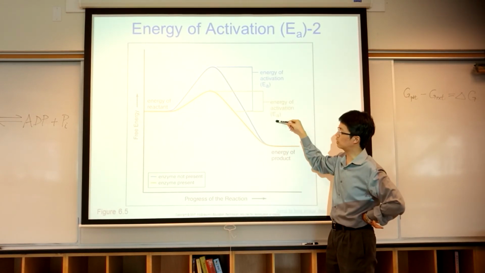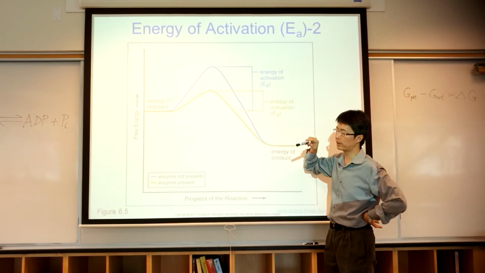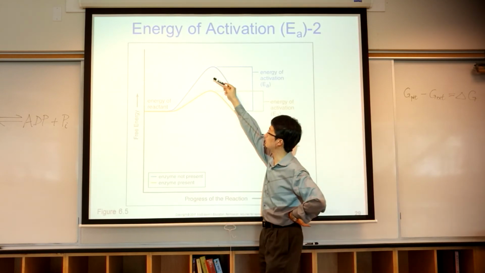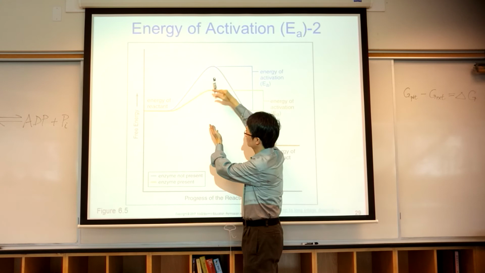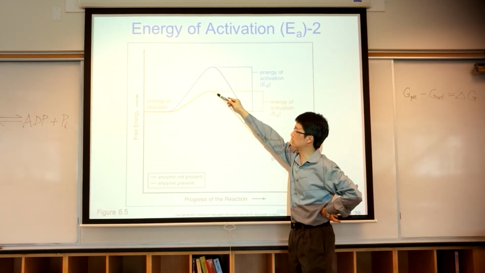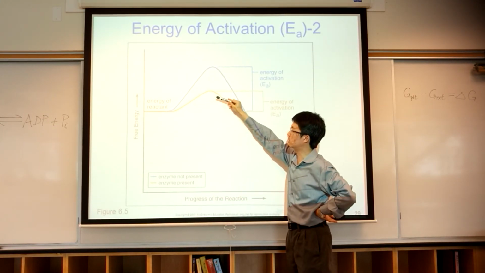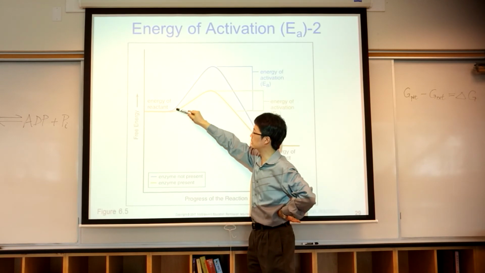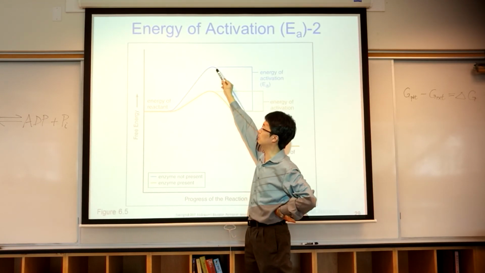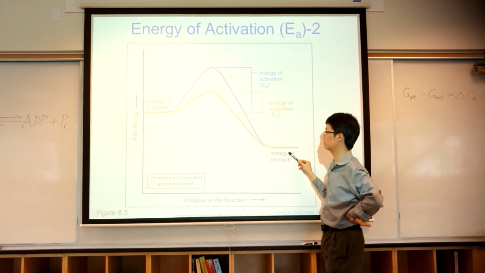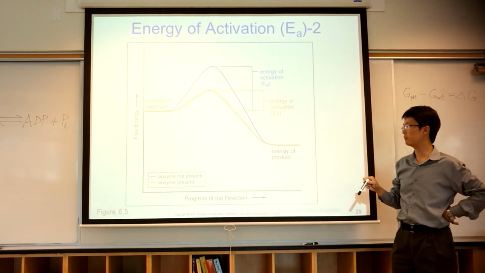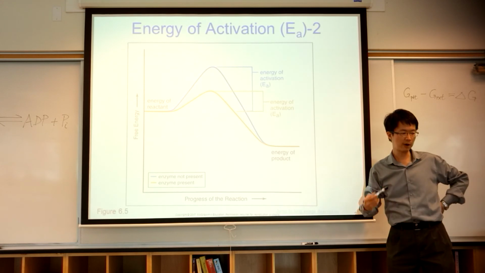The orange curve here is the reaction with enzyme. As you can see, the activation energy here, the hurdle here, becomes lower and smaller, so the reactant doesn't need to go through as high as the activation energy here. You only need to go through this high, and then it can convert into a product. Therefore, it makes the reaction faster and easier.